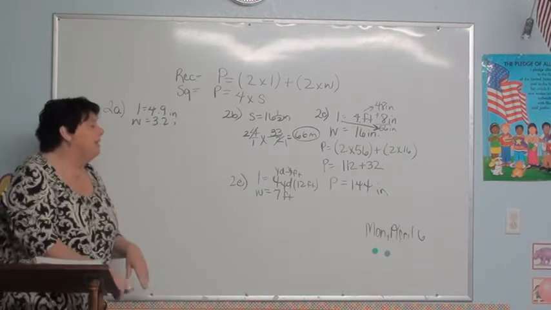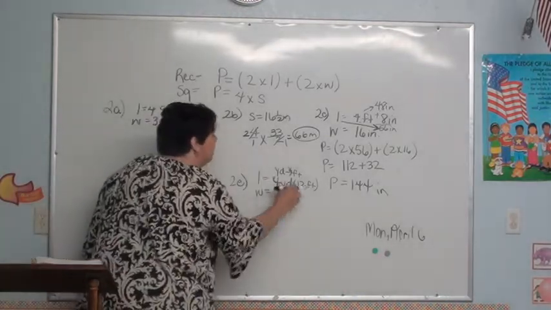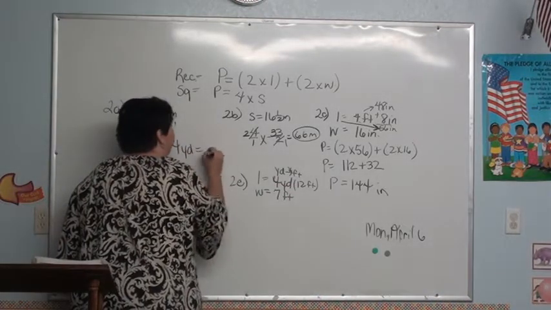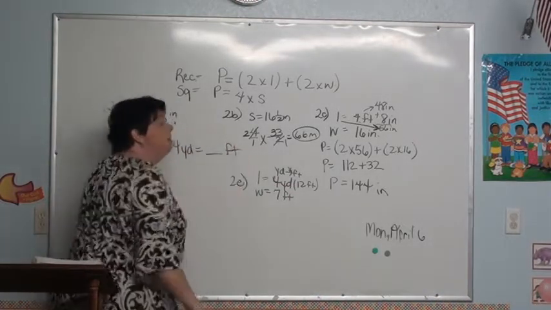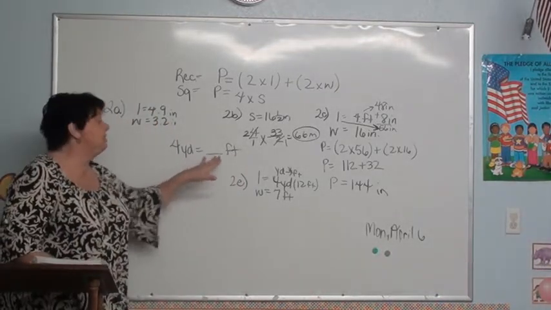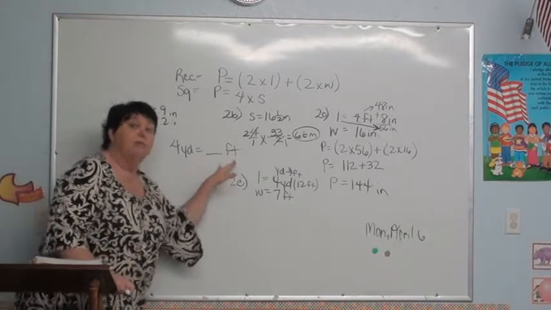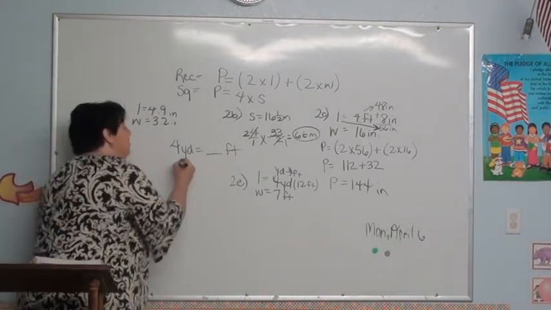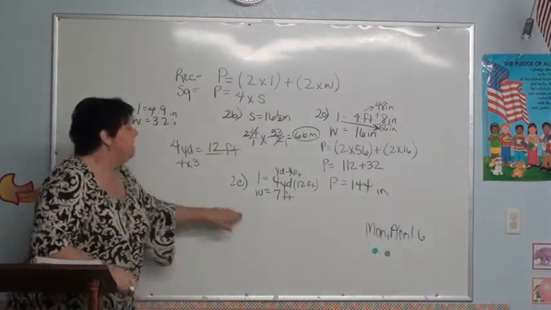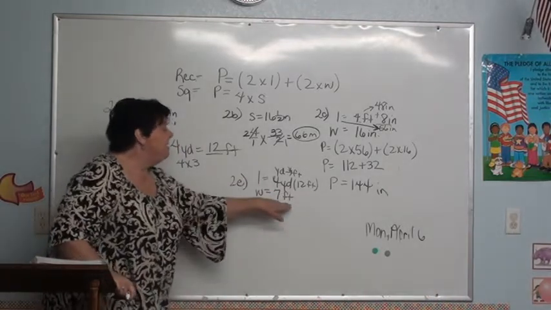So I like working in feet better, so I'm going to change 4 yards into feet. Now how did I do that? 4 yards equal how many feet? Remember, in conversion, you are going from a larger unit, which is yards, to a smaller one. You multiply. How many feet are in a yard? 3. You're going to multiply times 3. And so your answer is 12 feet. So my length now is 12 feet. My width is 7 feet.